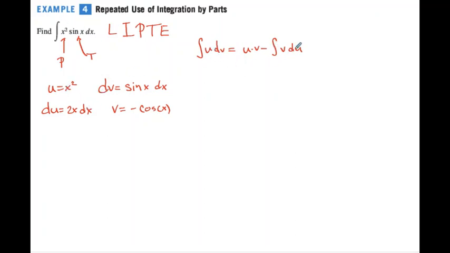That's the given problem, so we're interested in the right-hand part of this formula. So u times v gives us negative x squared cosine of x, minus the integral of v du, so that's a negative 2x cosine of x dx. So we see we went from an x squared with a sine x to a linear x with a cosine x. So we need integration by parts here again.